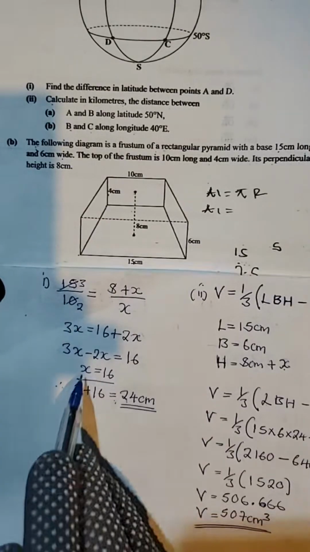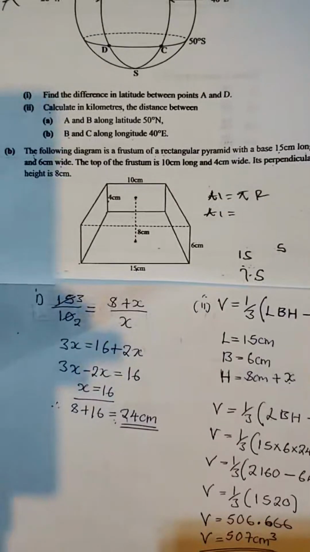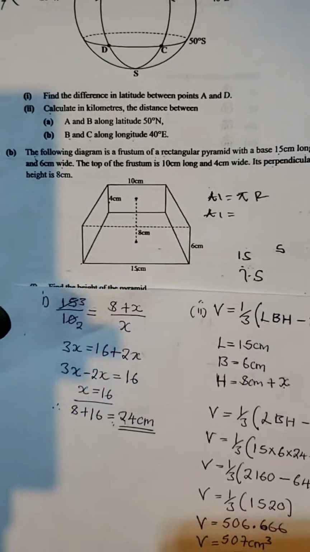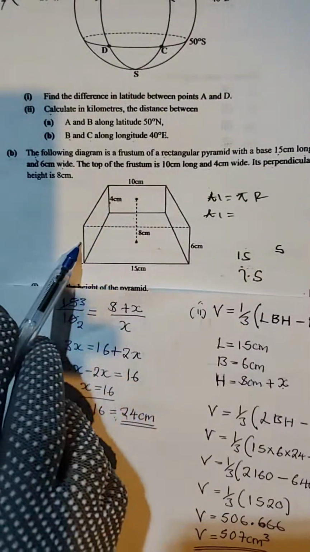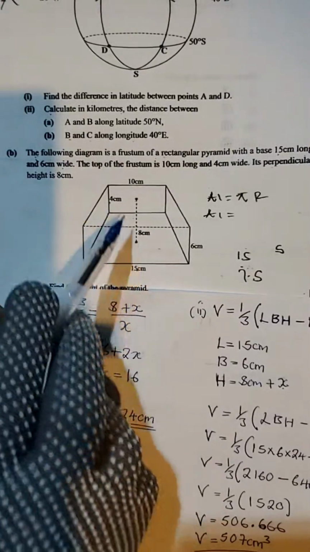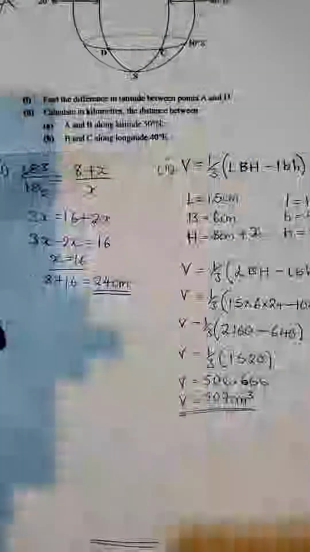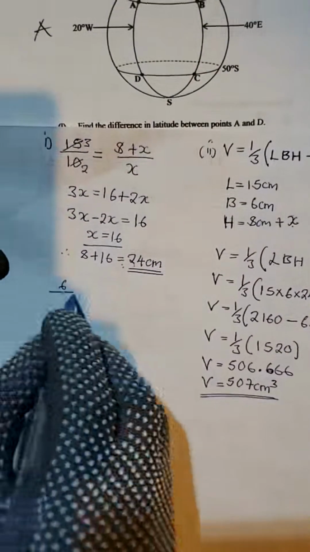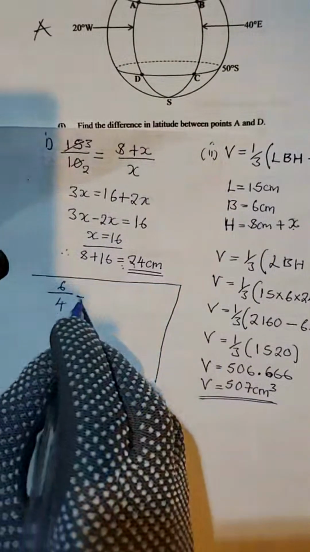Are you going to get 16 as the value of x? Try it. You're supposed to get 16. So, just to help you here, this side is 6 and this side is 4. What if you use 6 and 4 and not 15 and 10? Are you still going to get the same answer? Okay. So, 6 over 4. Let me just try to help you here.